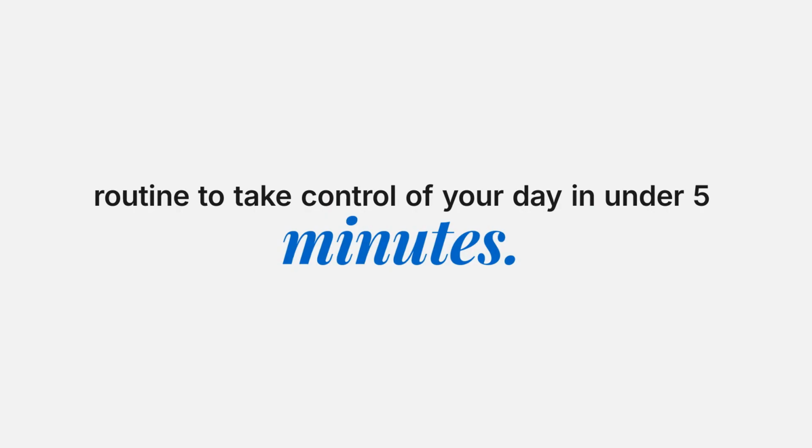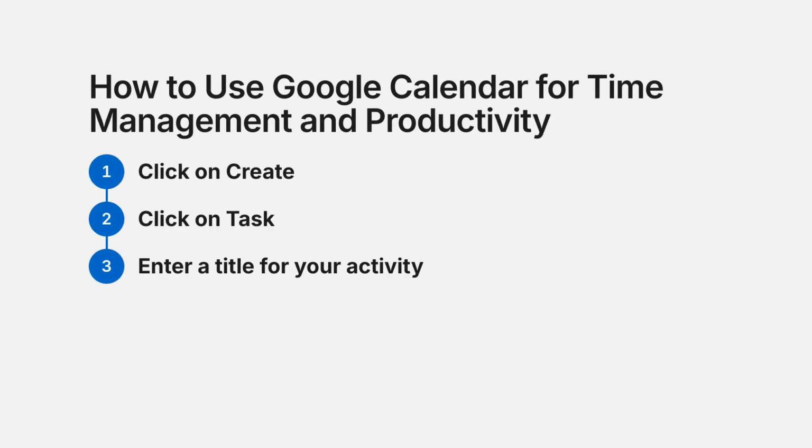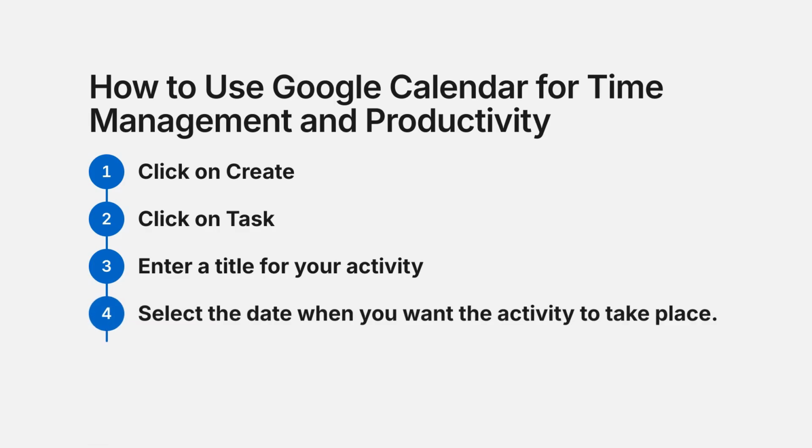Are you tired of your chaotic schedule slipping through the cracks? Master a simple Google Calendar routine to take control of your day in under 5 minutes. First, we'll create a task with a title and date, set it to repeat daily, then add time blocks and assign to the right list.